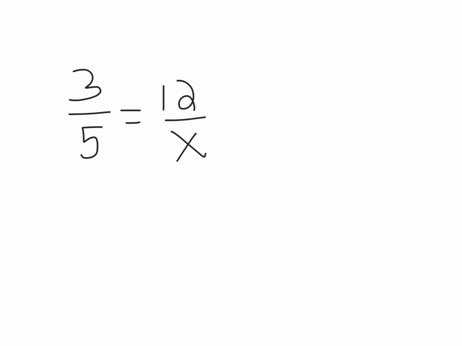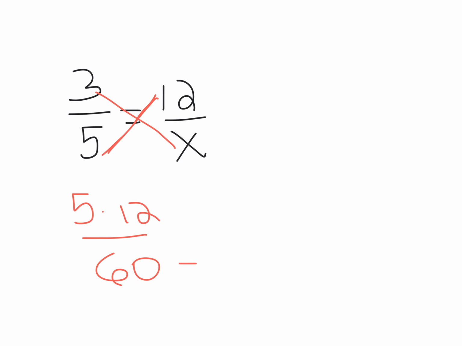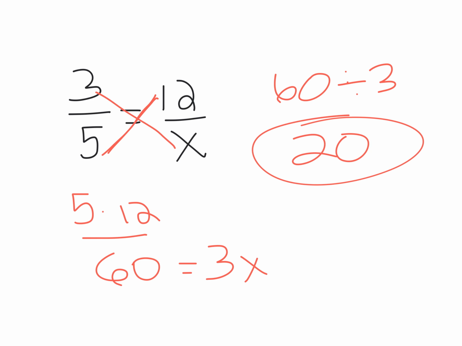Sometimes we can't always see what we're going to multiply by. So you can use the last example to show you the cross multiplication method for solving. Cross multiplication is when you go across and you multiply those values together. So 5 times 12 gives me 60, and that would be equal to 3 times x. So then to get the answer, we're going to divide 60 by 3. And that gives us 20, which is the same answer we got in the last slide.